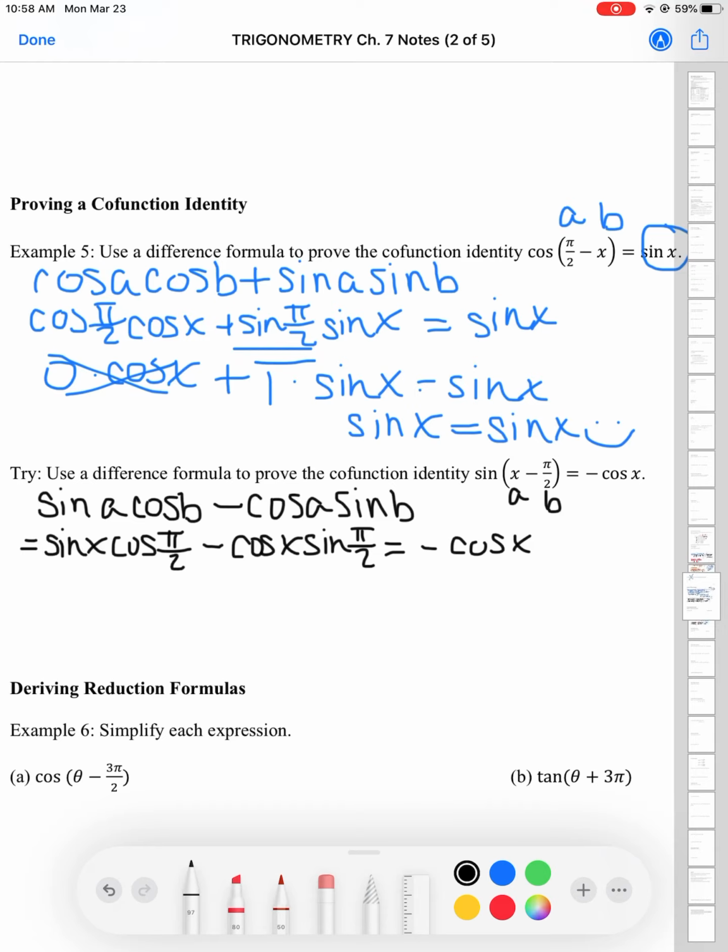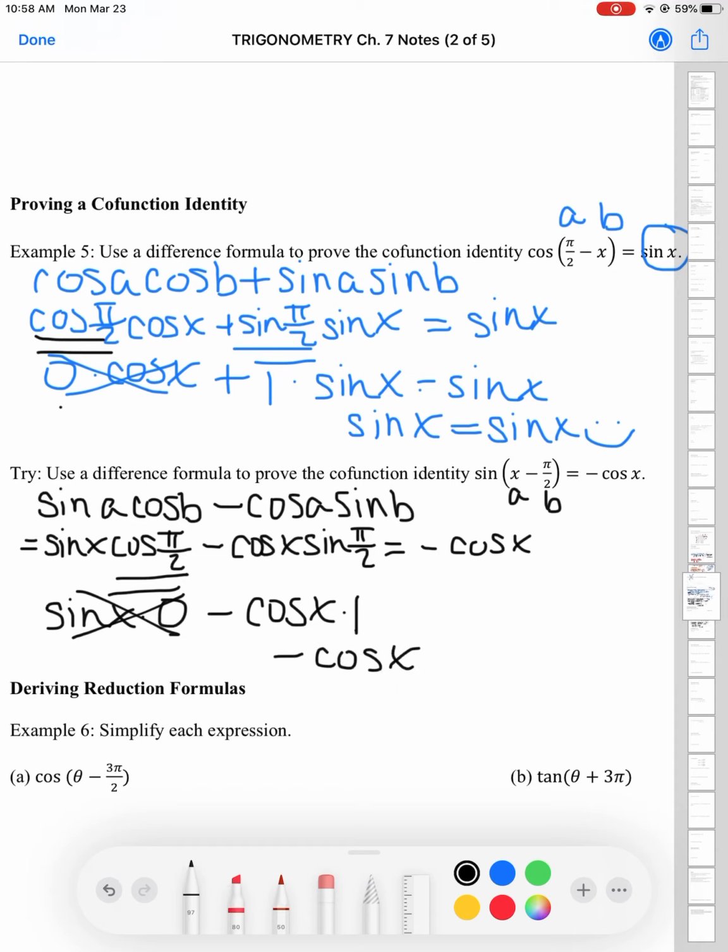So just like up here, cosine of pi over 2 is 0. So sine x times 0 is 0. Minus cosine x times sine pi over 2 again. Remember, sine of pi over 2, which is like sine of our 90-degree angle, is 1. Well, negative cosine times 1 is negative cosine. So that shows us that negative cosine x is equal to negative cosine x. So we just proved that cofunction identity.